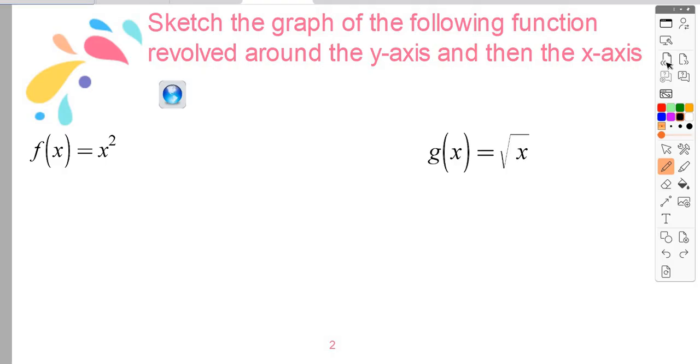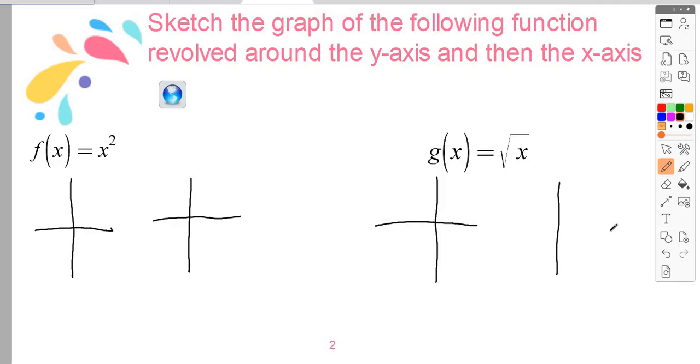So first let's look at what some of these might look like. Okay? So what does our graph of x squared look like? The parabola, it specifically has a vertex at 0, 0. Okay, now on the first one, we're going to rotate around the y-axis. So what would happen if I took that shape and rotated 360 degrees around my y-axis? What would we end up with?